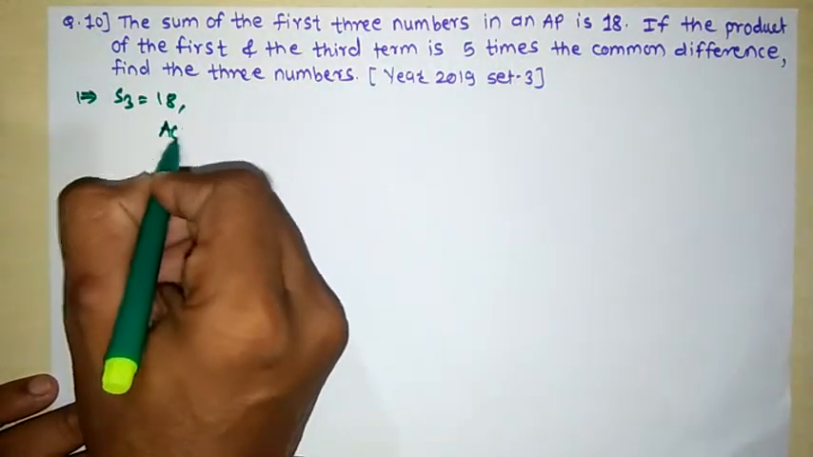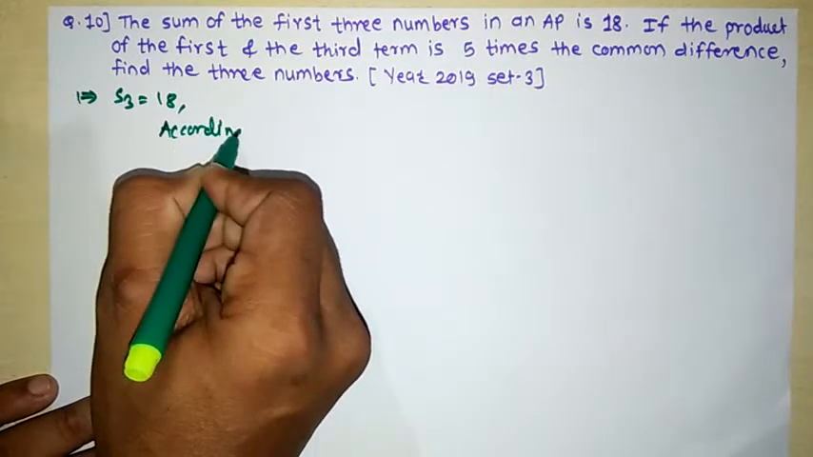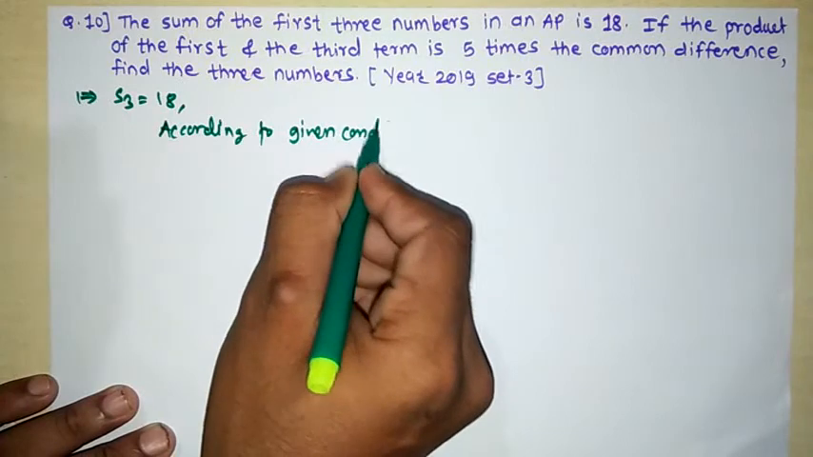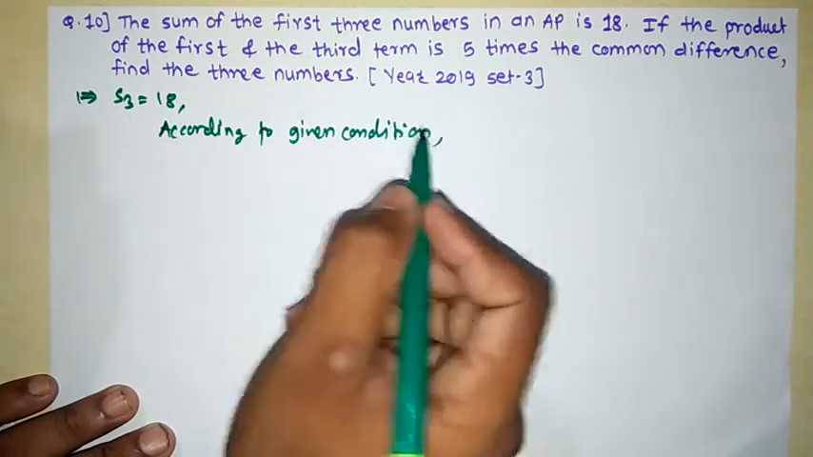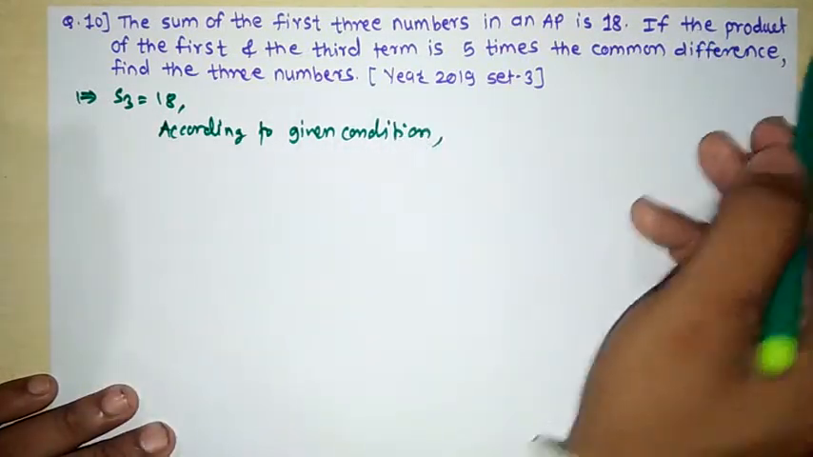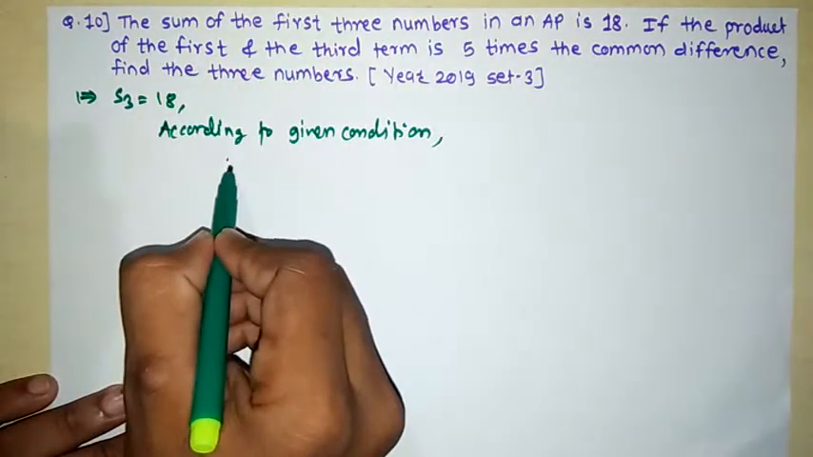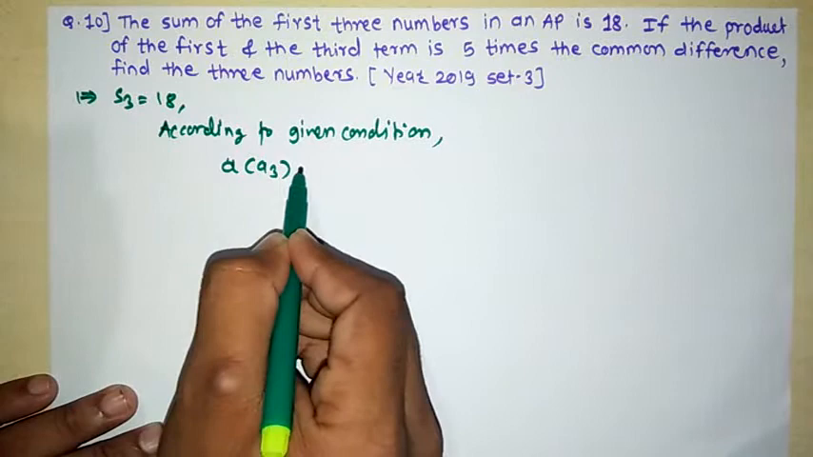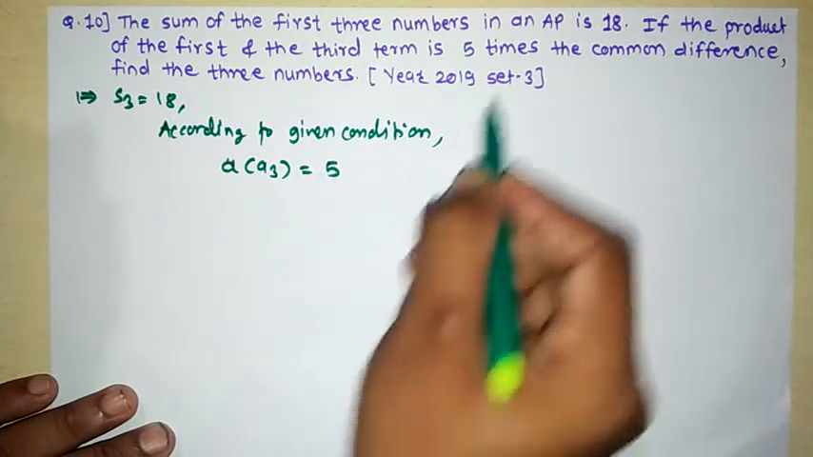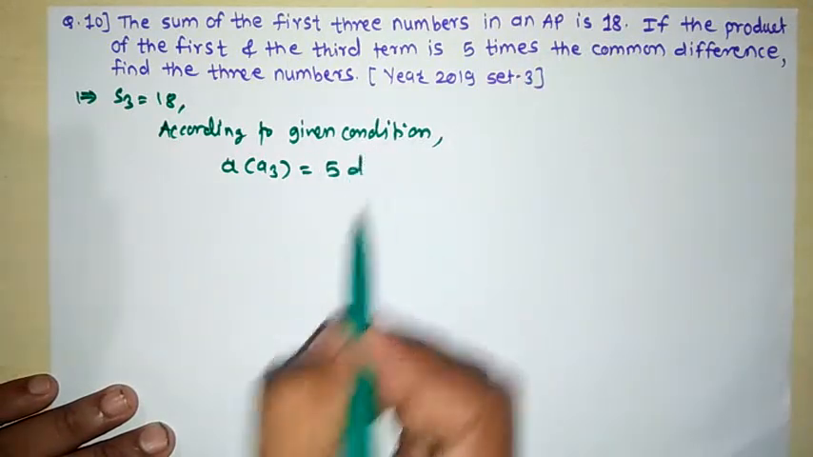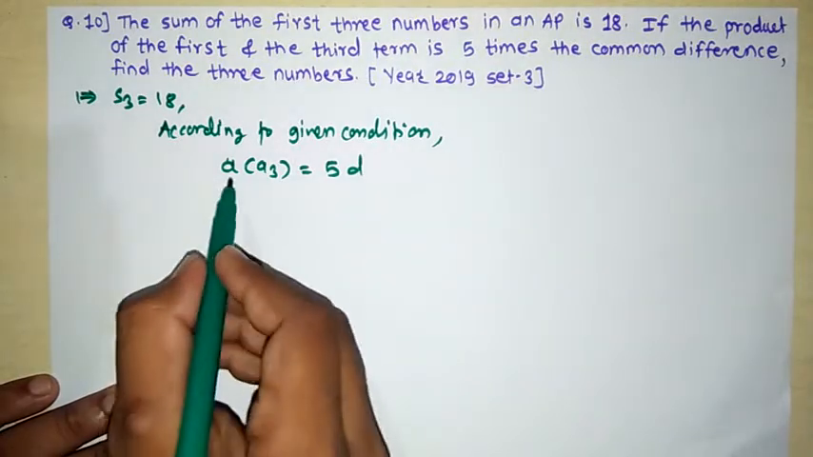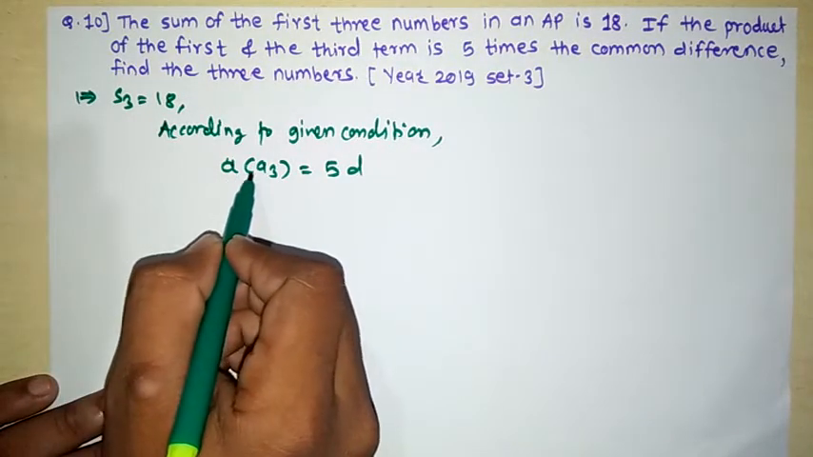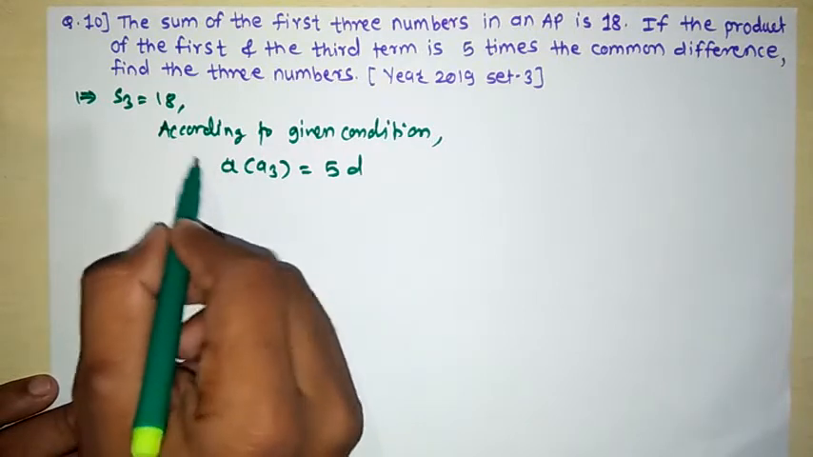According to the given condition, what is the given condition here? The product of the first and the third term, that is a and a3, the first term and third term, is equal to 5 times the common difference d. We will put the formula here. What is the formula for a3? Before this we will solve this one also.